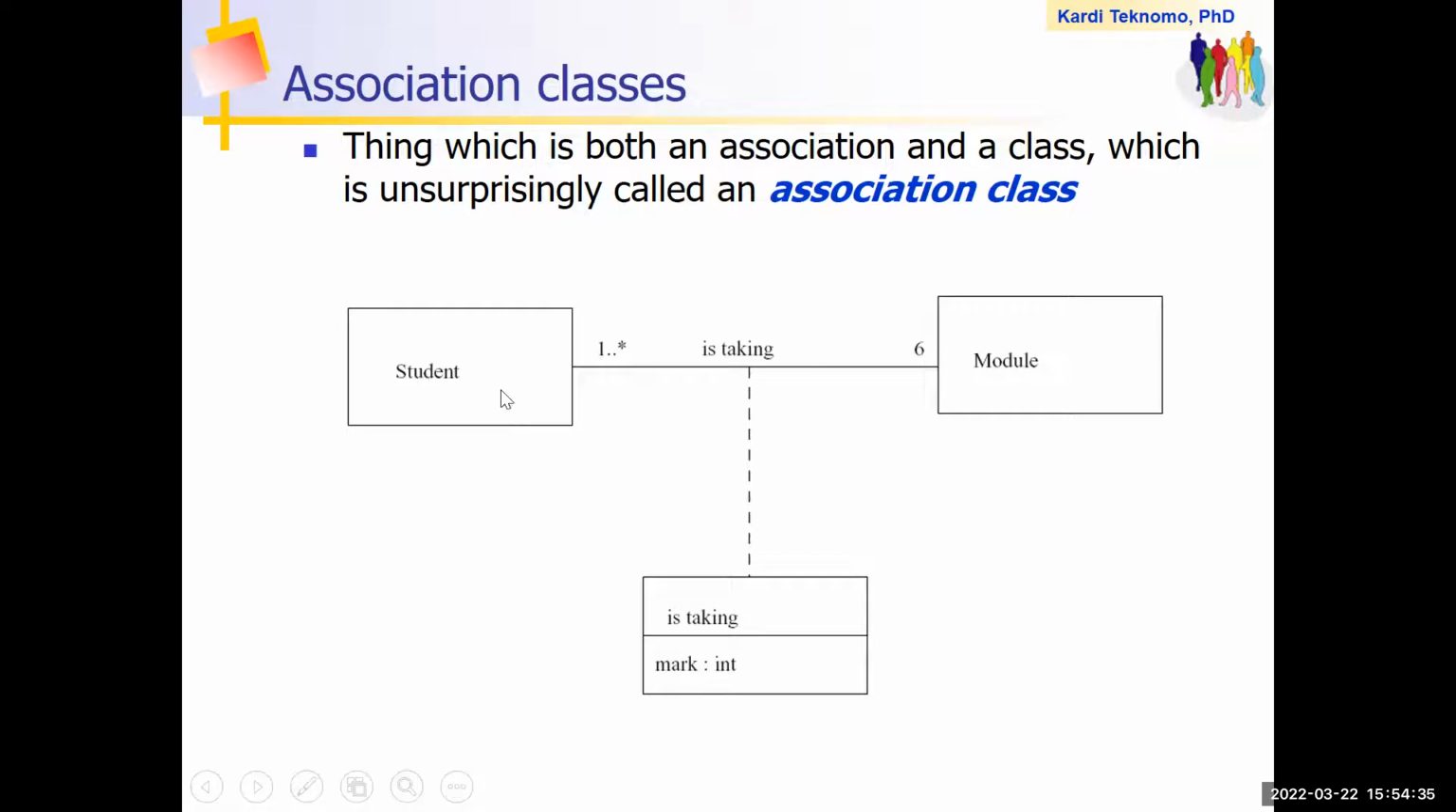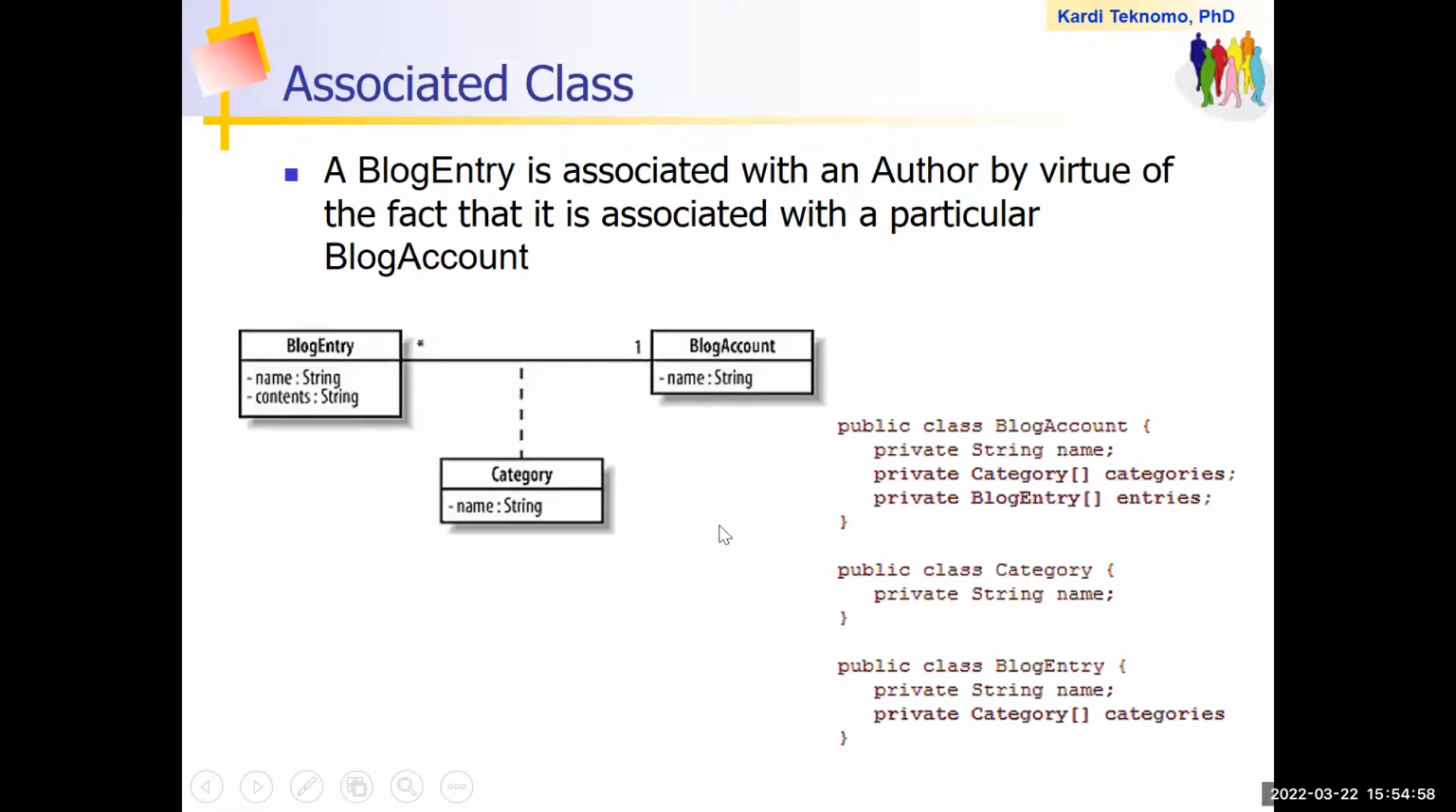Student, one or more students is taking 6 modules. The word is taking can be explained as another class. So the class name is taking, which consists of marked integer. What is this? This is an attribute, right? So this is another example.